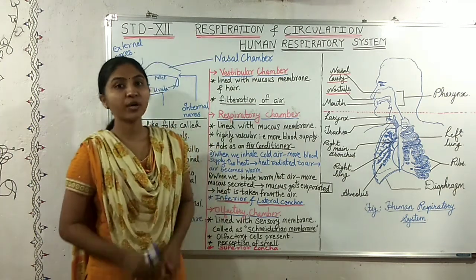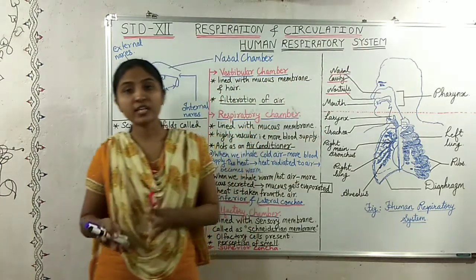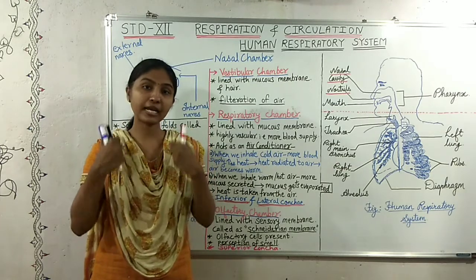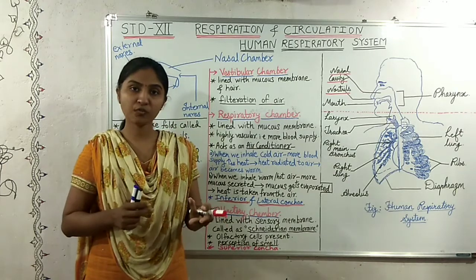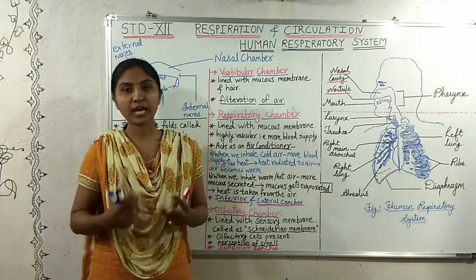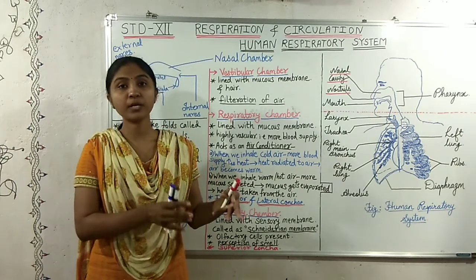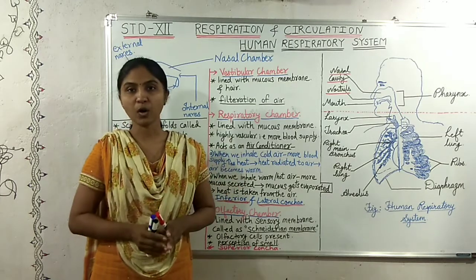Now we are going to understand the human respiratory system. This respiratory system brings about inspiration, that is inhalation of air, expiration, that is exhalation of air, and exchange of gases in the lungs. These gases are transported by blood from the lungs to the different parts of the body.